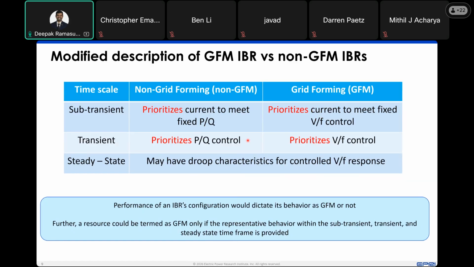So what this means is in the first few cycles after a disturbance, it is helping the grid by prioritizing voltage and frequency. But immediately after those few cycles are over, it started going back to the pre-disturbance value of power, which doesn't help the grid at all. So it's important that both the subtransient and the transient time scale are prioritized in terms of meeting the voltage and frequency control.